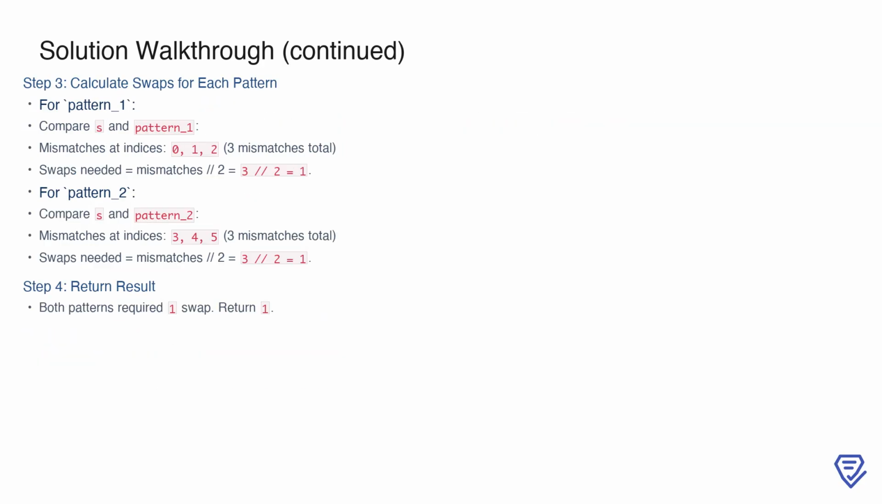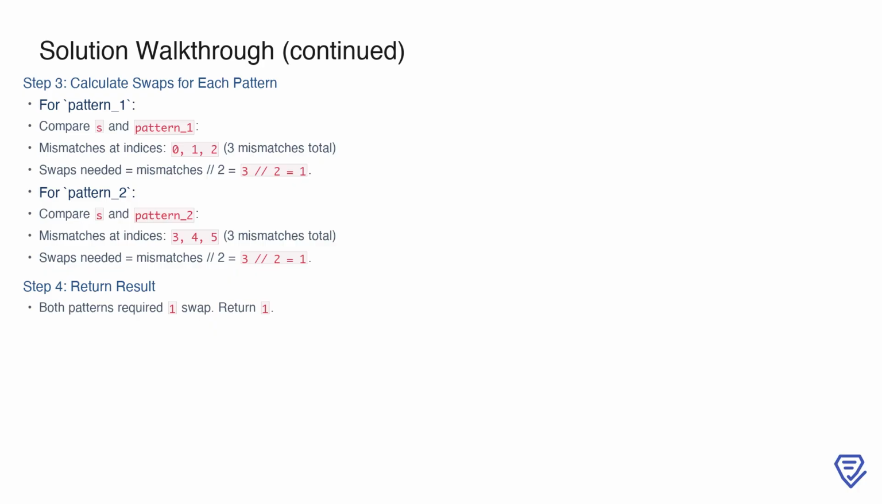Now, we calculate the number of swaps needed to transform the input string s into each of these patterns. Let's start with pattern_1, which begins with a 0. We compare s to pattern_1 and find mismatches at indices 0, 1, and 2. That gives us a total of 3 mismatches. To determine the number of swaps, we divide the mismatches by 2, since each swap fixes 2 mismatches. This results in 3//2 equals 1 swap.